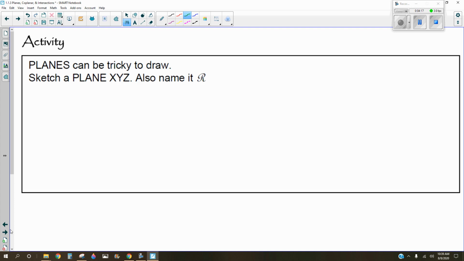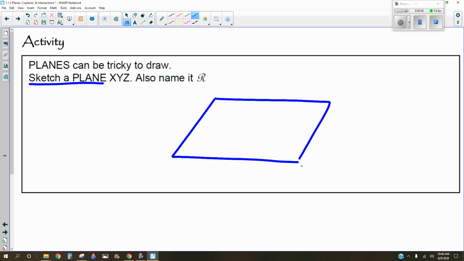So let's go do some problems here. It says planes can be tricky to draw. Sketch plane XYZ and also name it R. So let's do these problems. A lot of times I tell you to do lots of things in one problem. So let's start with the basics. Let's just sketch a plane first. Okay? Don't worry about naming it yet. Sketch a plane. So think to yourself, how do I draw a plane? And a plane is going to look kind of like a tilted rectangle. There's my plane.